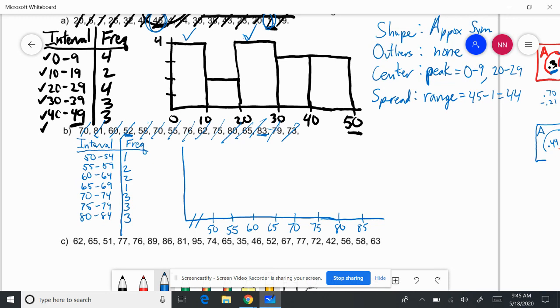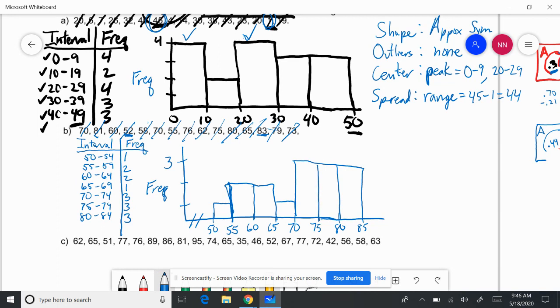My highest frequency is 3. I should have labeled. Let's see. And 1, 2, 3. So I'm going to go up to 3. First one is 1. Then I have 2 at 2. It's not a very pretty one. Then the next one is 1. Then I have 3 at 3. And that right there would be my histogram.